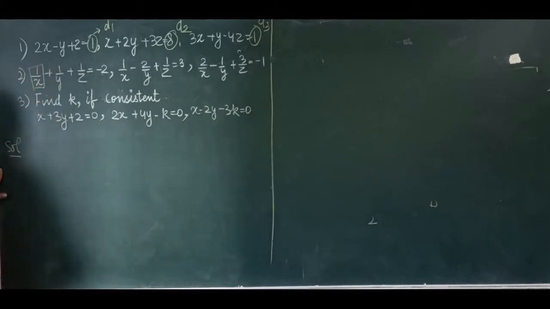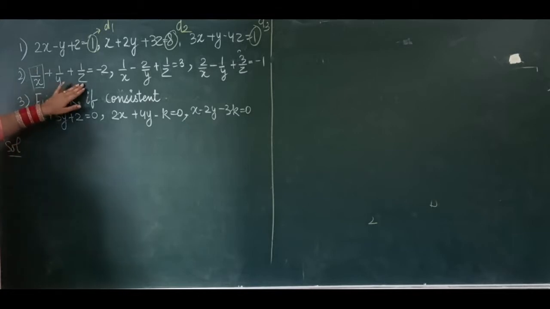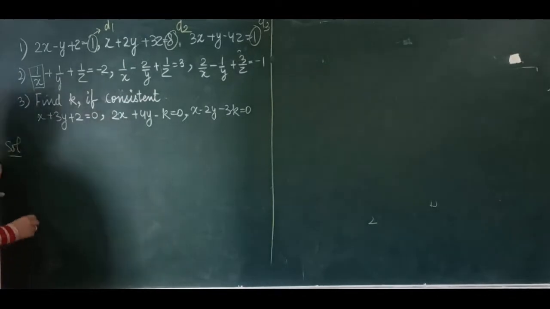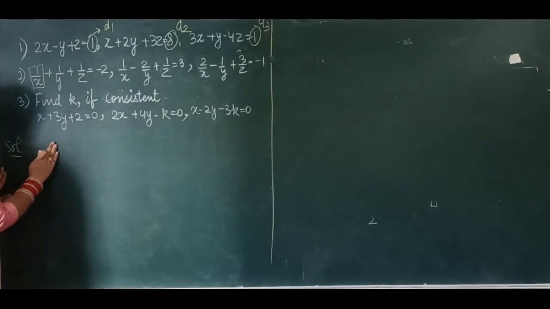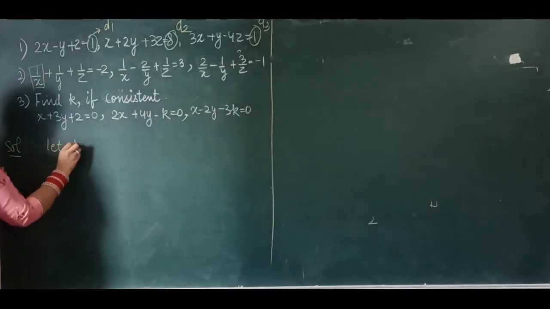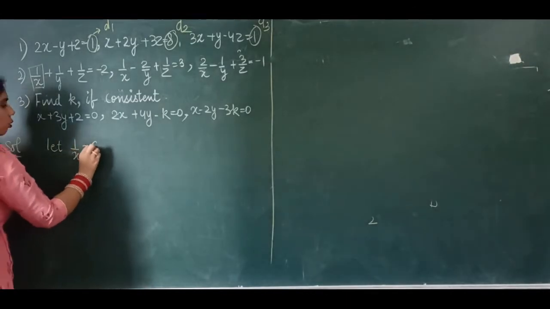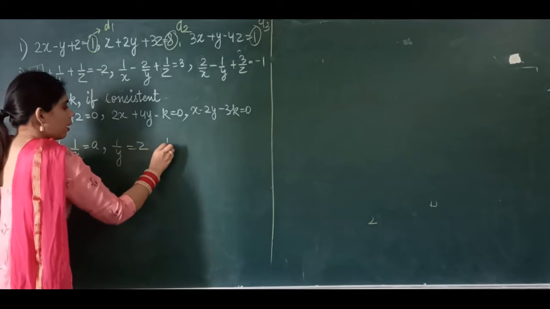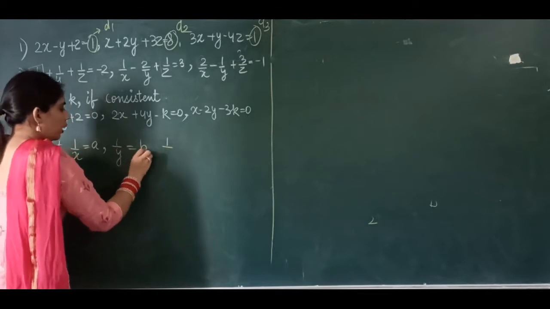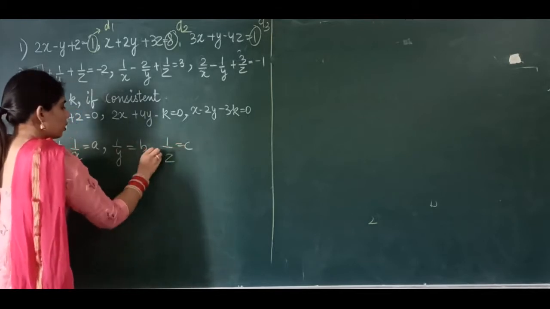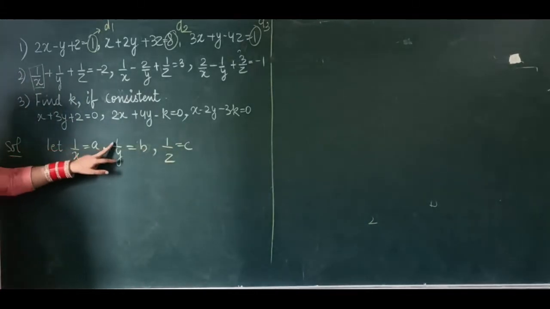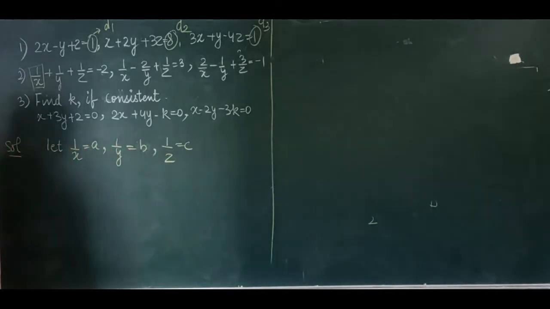So this is 1 by x upon 1 by y upon 1 by z. Similarly here also the variables are in denominator. So I will take 1 upon x equals a, 1 upon y equals b and 1 upon z equals c. I have taken a, b and c as the variables.